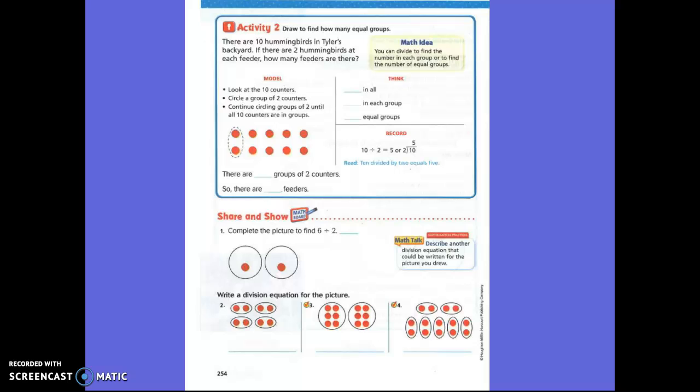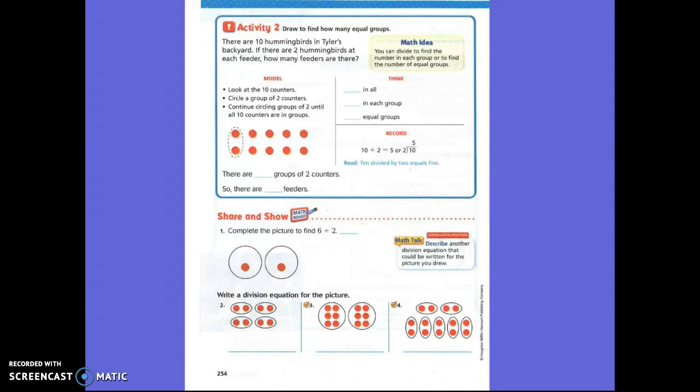Okay, so there are 10 hummingbirds in Violet and Tyler's backyard. 2 of the hummingbirds are at each feeder. We don't know how many feeders there are, though, this time. We don't know how many big groups. We know how many birds altogether, and we know that there are going to be 2 hummingbirds at each feeder, but we don't know the feeders this time. Okay? So how many feeders are there?